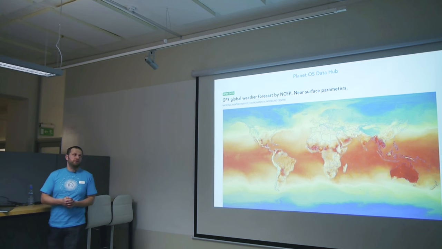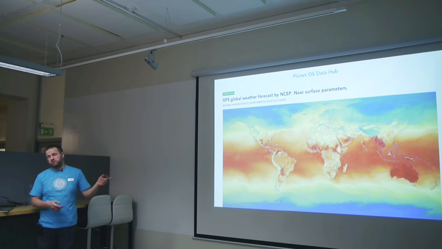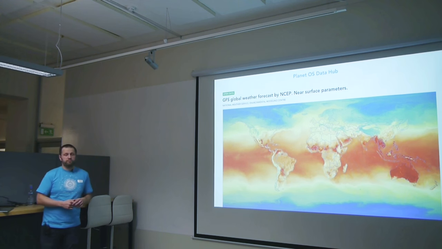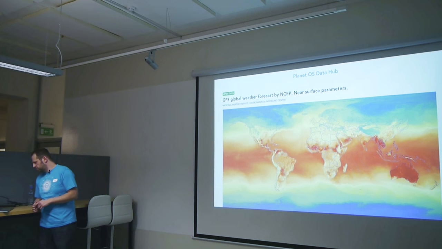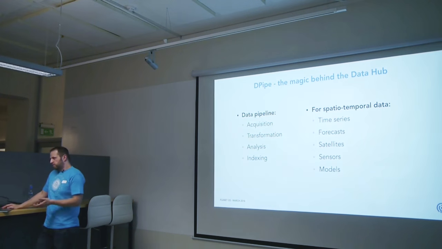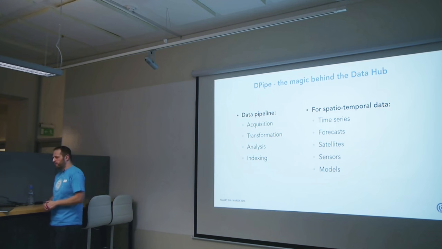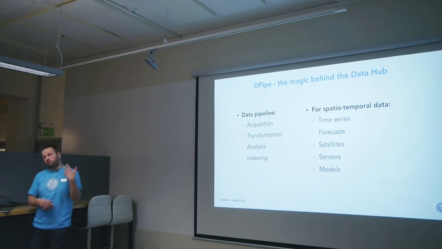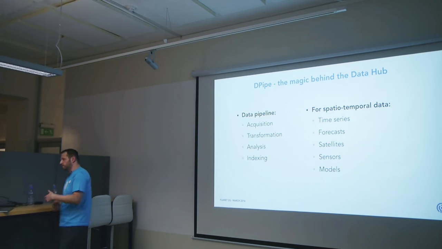And in this particular picture, there's a visualization. It's a screenshot from data.planetos.com. It's a visualization of global temperatures. I'm guessing maybe tomorrow or something like that. So what makes this site run is something called the D-pipe, which, as the name implies, is a data pipeline. And the data pipeline can acquire data, transform data, analyze and index the data.